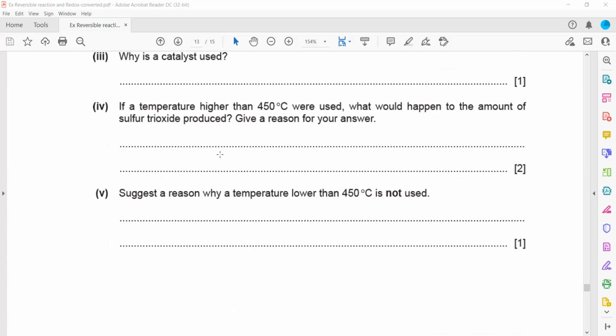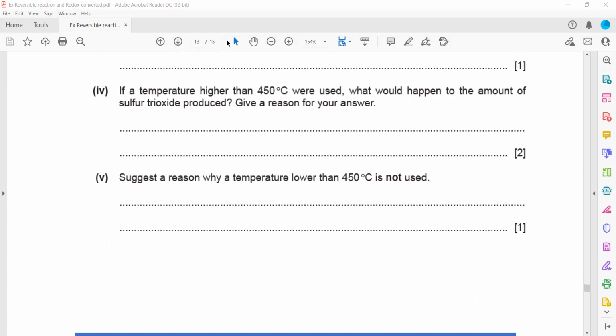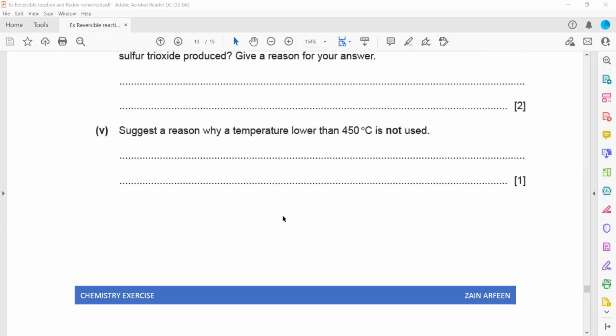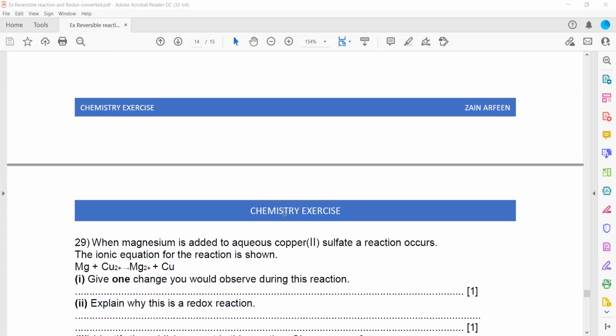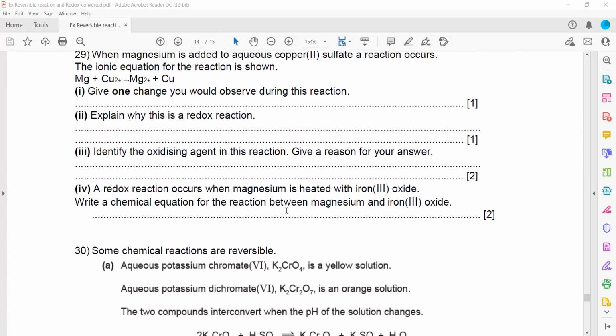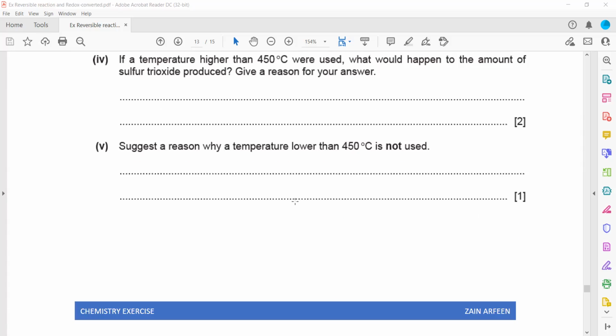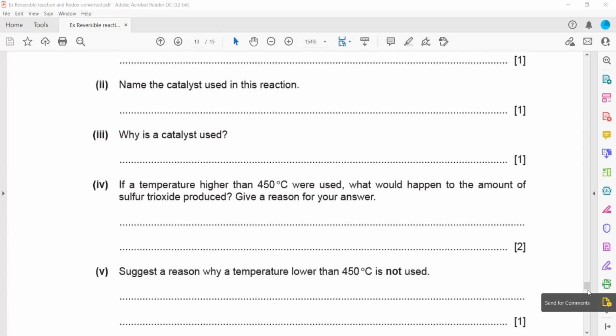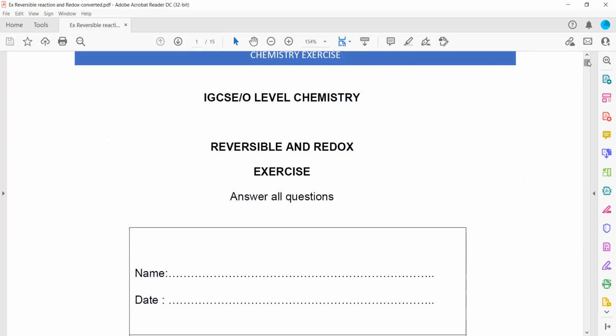And give a reason why we did not use a very low temperature. If you use a very low temperature, then what happens? The rate of the reaction will be very slow. So these are some questions related to the topic of reversible and redox reactions.